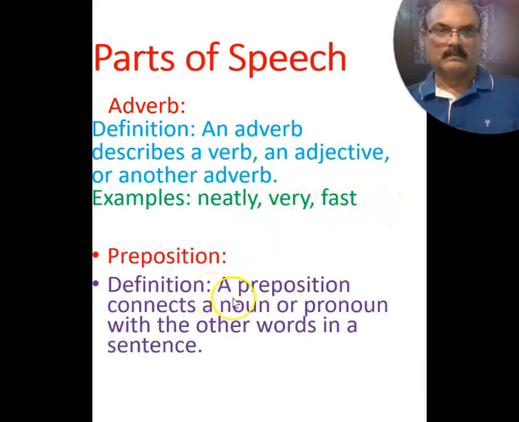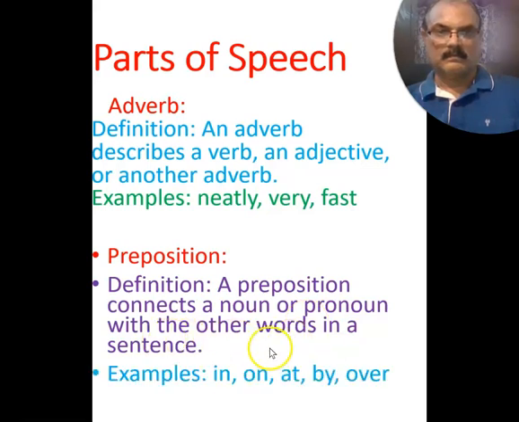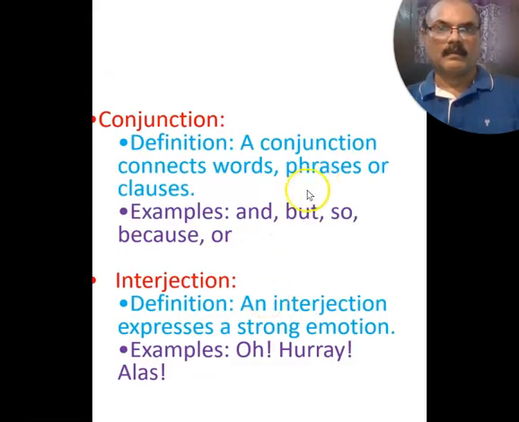Definition. A preposition connects a noun or pronoun with the other words in a sentence. Examples: in, on, at, by, over. Conjunction. Definition. A conjunction connects words, phrases, or clauses. Examples: and, but, so, because, or.